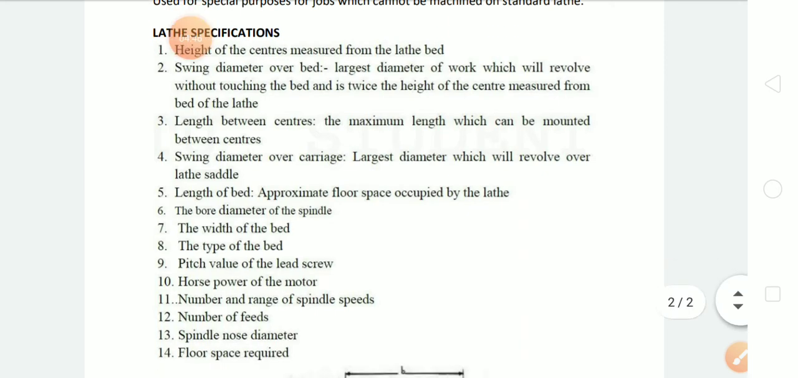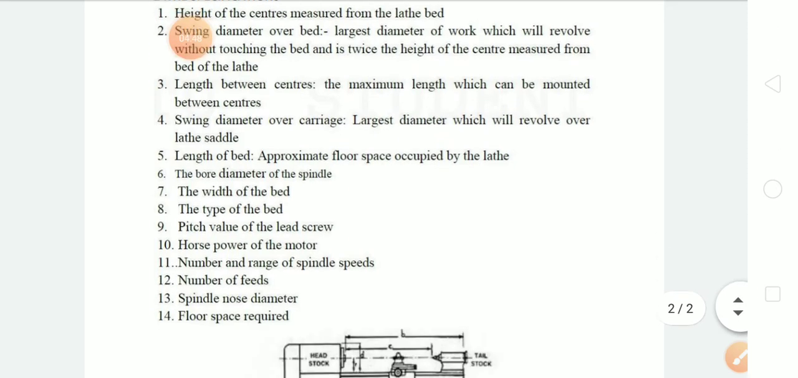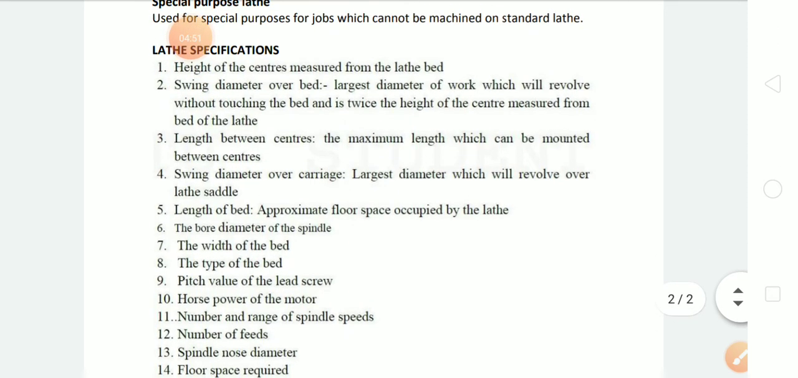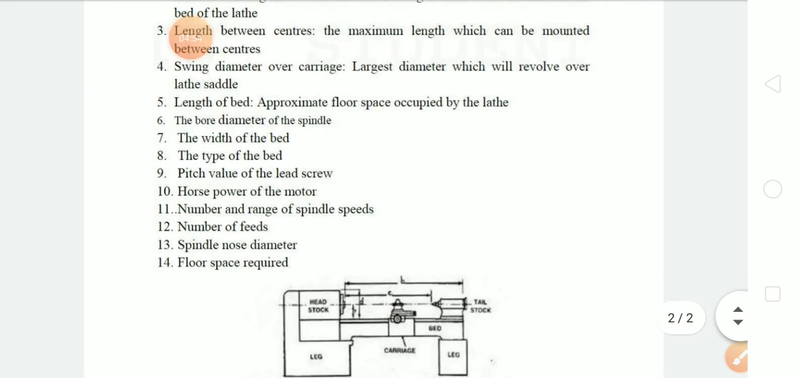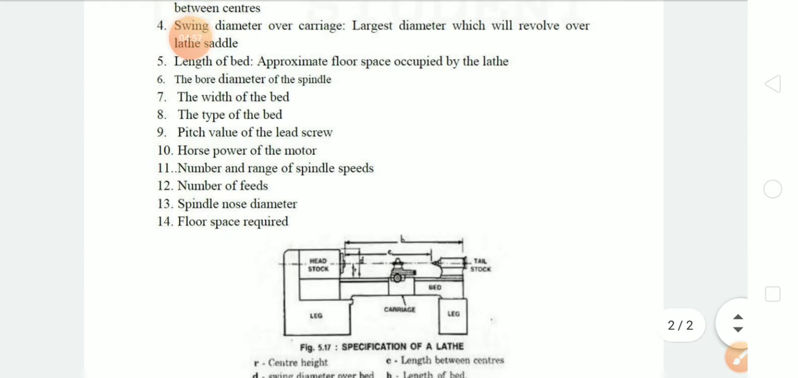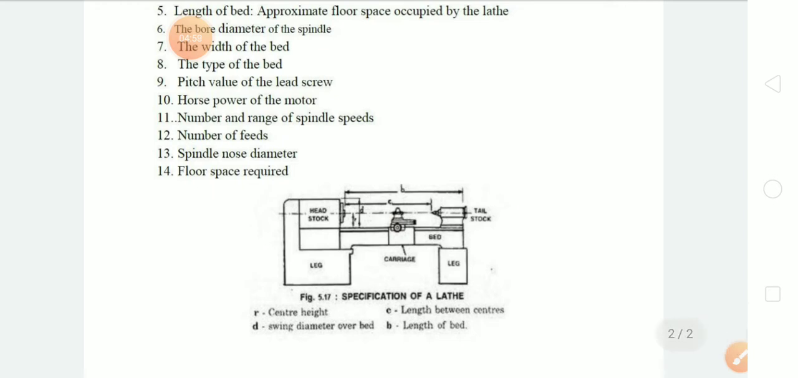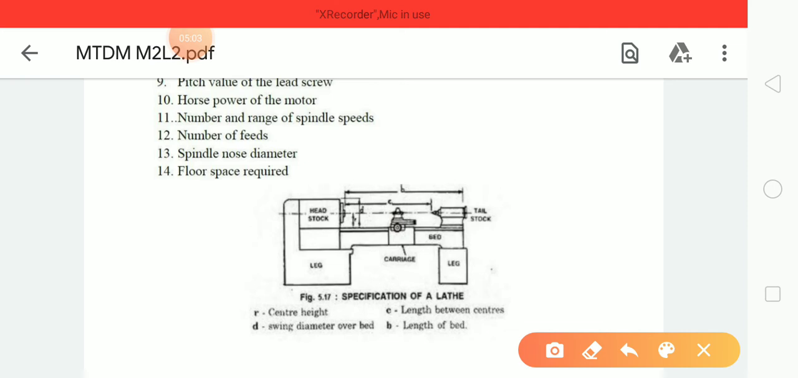So there are 14 different factors which are considered for lathe specifications, but I just want you to know that the main specifications of a lathe are as follows. In the figure you can see the center height. The center height is the height from the bed to the center line. The center line is the line that connects the tailstock center and the headstock center, that is, the live center and the dead center.